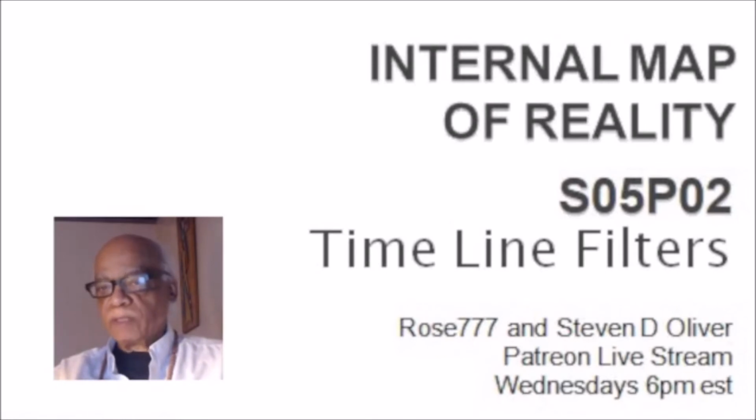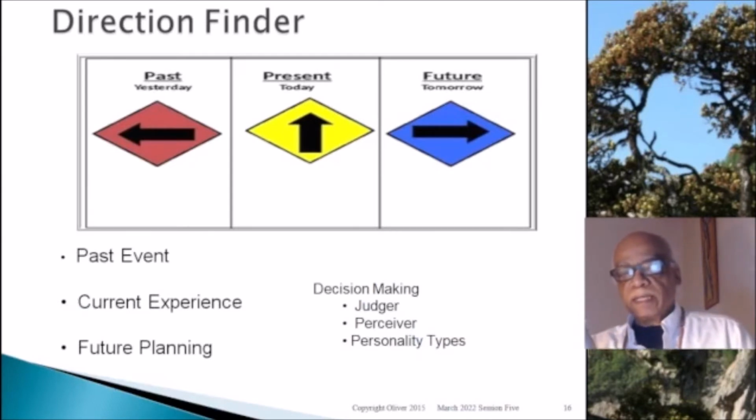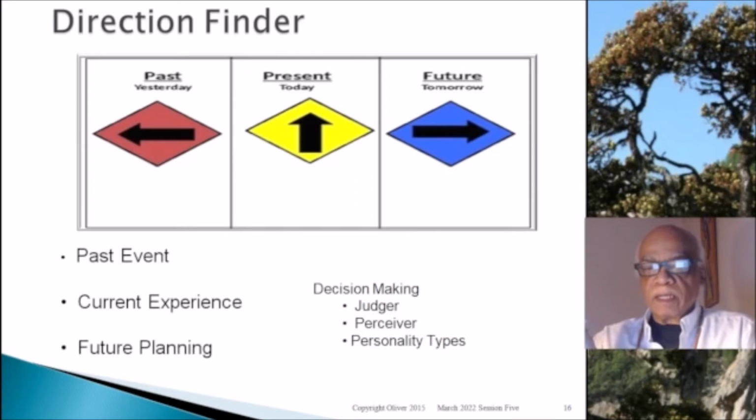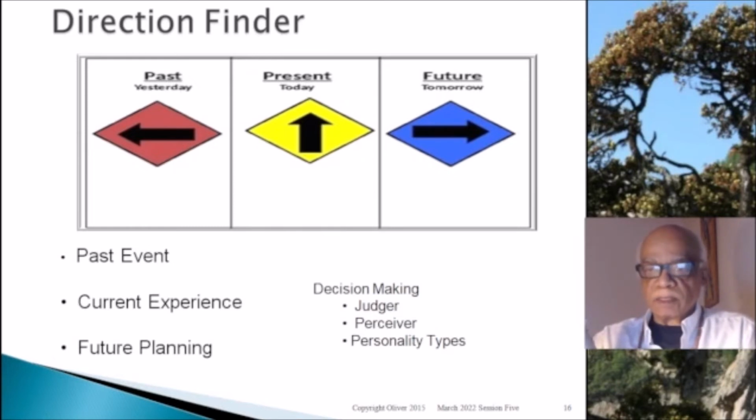Hello and welcome to the Internal Map of Reality, Session 5, Part 2, Your Timeline Filters. And we're going to pick up from where we left off from the last session, and we'll be going deeper into our filters. Now, the timeline is expansive, and as we indicated, one example being that depending on how you're oriented to your timeline, that may affect whether you perceive things or whether you judge things.